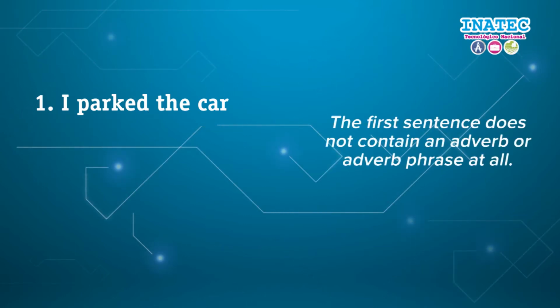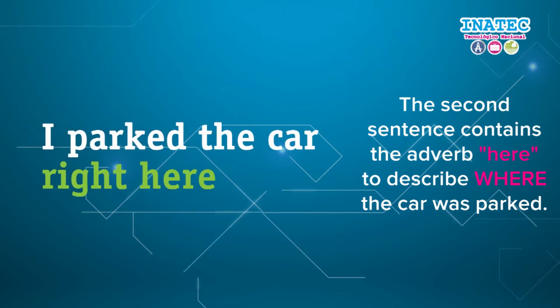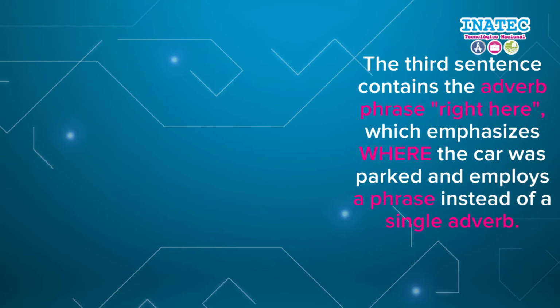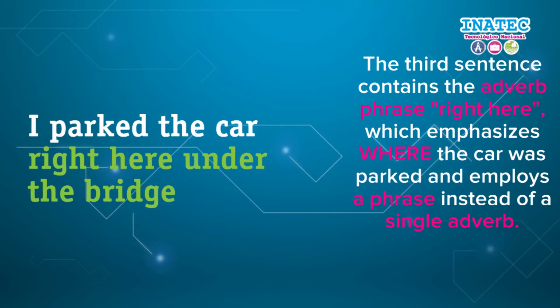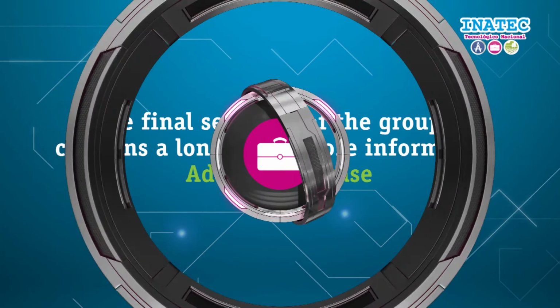The first sentence does not contain an adverb or adverb phrase at all. I parked the car here. The second sentence contains the adverb here to describe where the car was parked. I parked the car right here. The third sentence contains the adverb phrase right here, which emphasizes where the car was parked and employs a phrase instead of a single adverb. I parked the car right here under the bridge. The final sentence of the group contains a longer and more informative adverbial phrase.